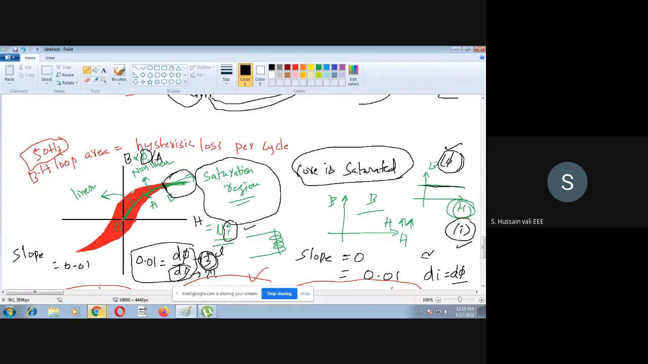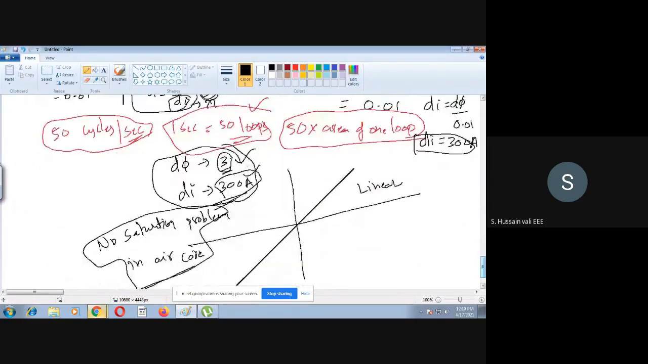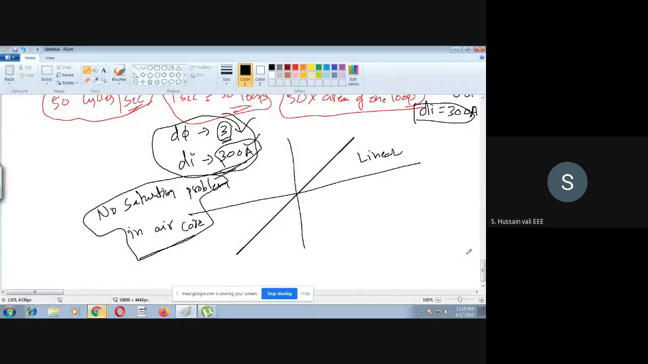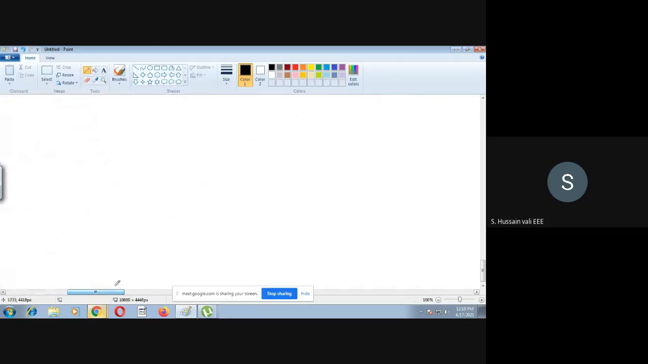Other than these points, I am discussing some more points. One thing is leakage flux. Now there is another problem you will face, and I will write that problem here.